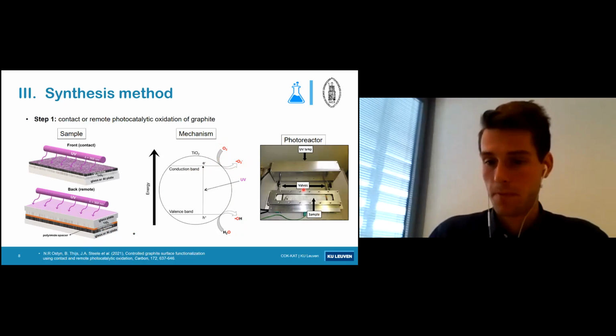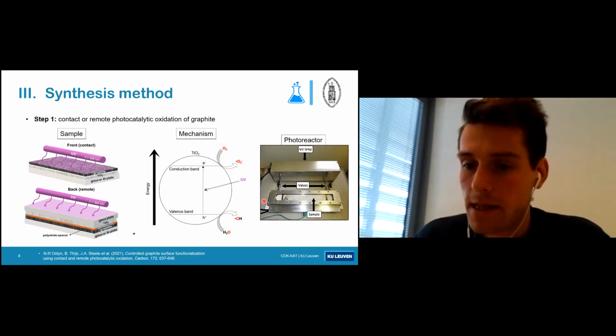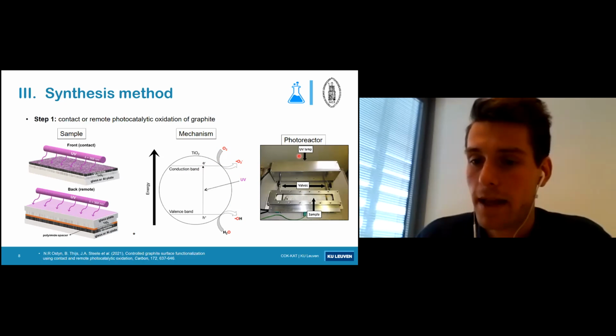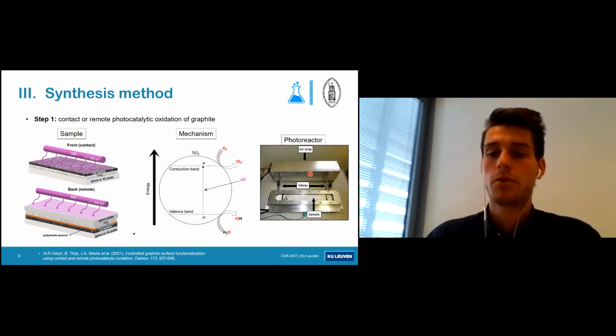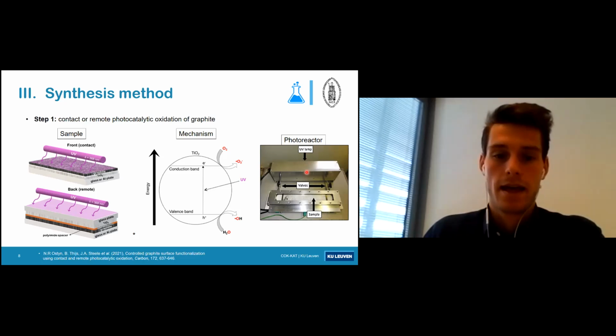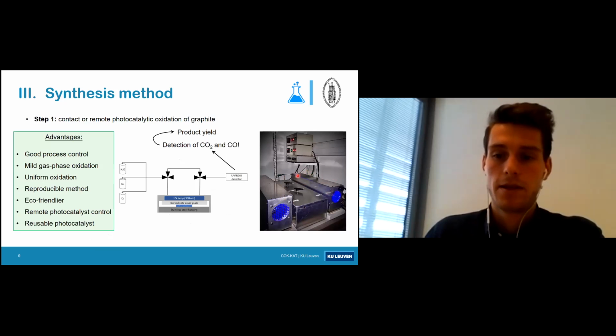This is all located and positioned inside of a photoreactor, which is contained and sealed by a glass plate, and you have a UV lamp shining from the top. As you also see on this slide, here are the 2 photoreactors in our lab.